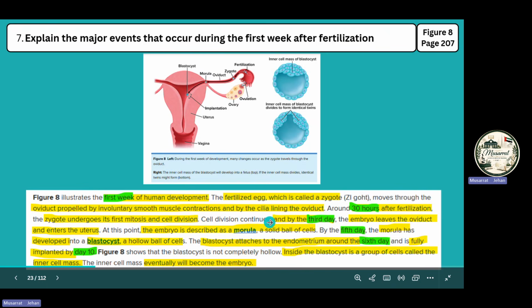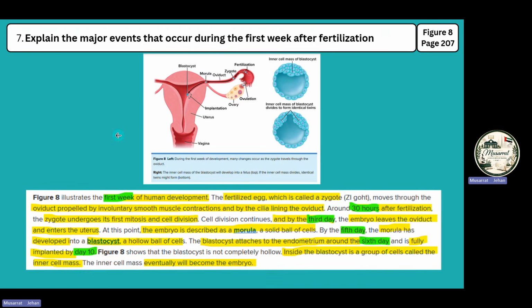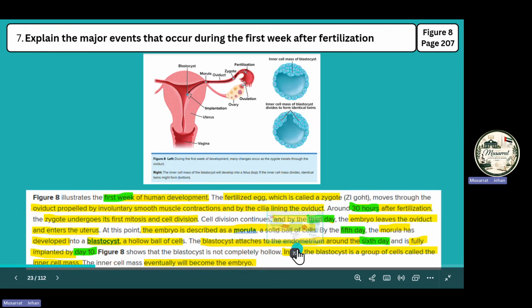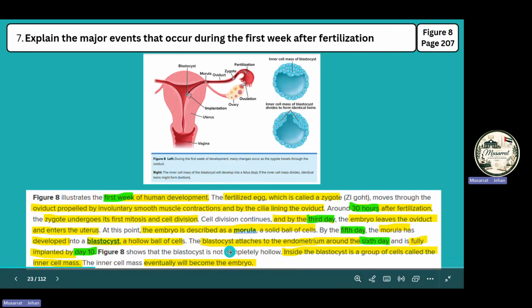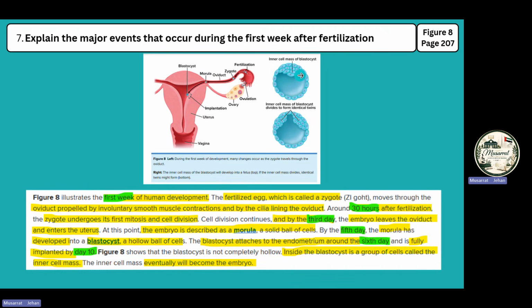Division has already started. By the 5th day, the morula has developed into a blastocyst. Now, this is a blastocyst. The blastocyst attaches to the endometrium around the 6th day and is fully implanted by day 10. So by day 10, it's fixed. The blastocyst is not completely hollow. It can have a mass of cells on one side.